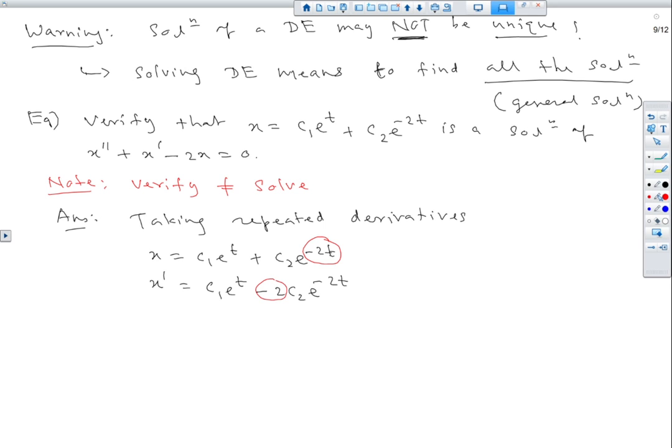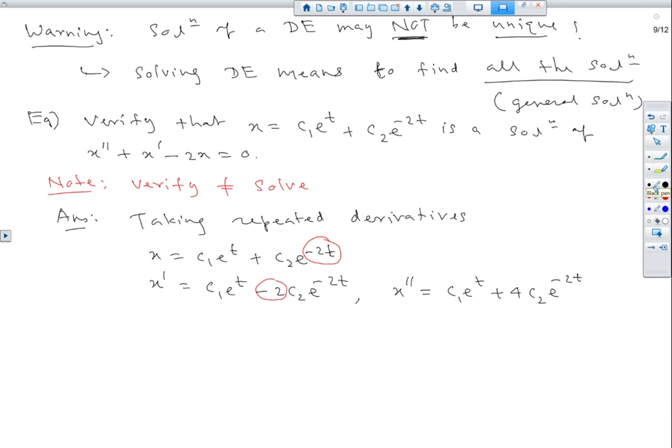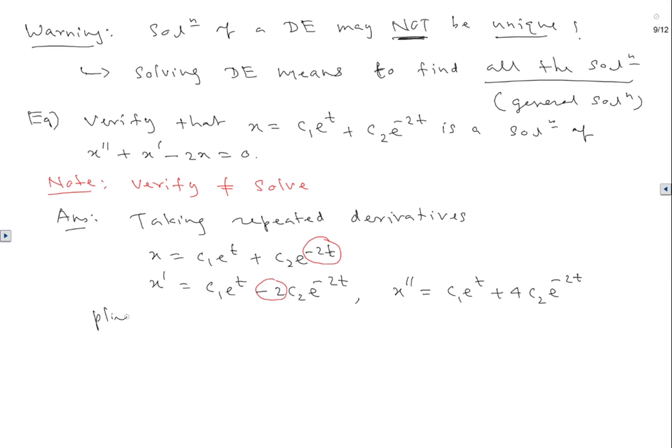So let's take one more derivative. x double prime equals c1 e to the t, and if you take one more, you multiply by negative 2 again, that becomes 4 c2 e to the negative 2t. Okay, so that's the derivative. And now you're going to plug into the differential equation.